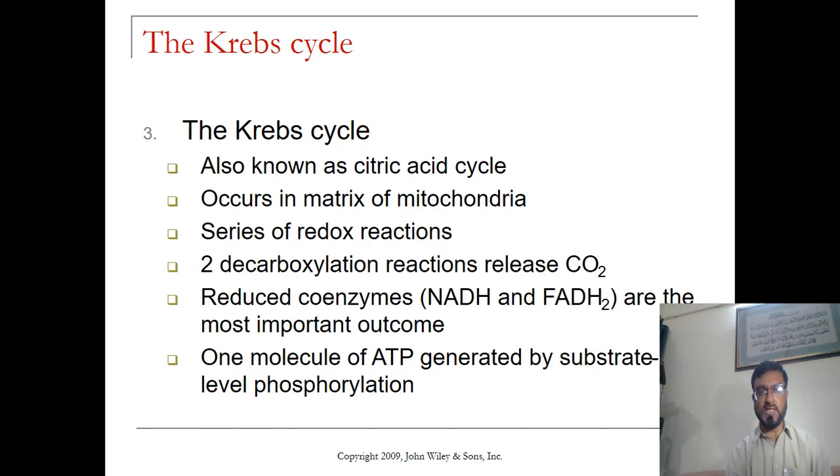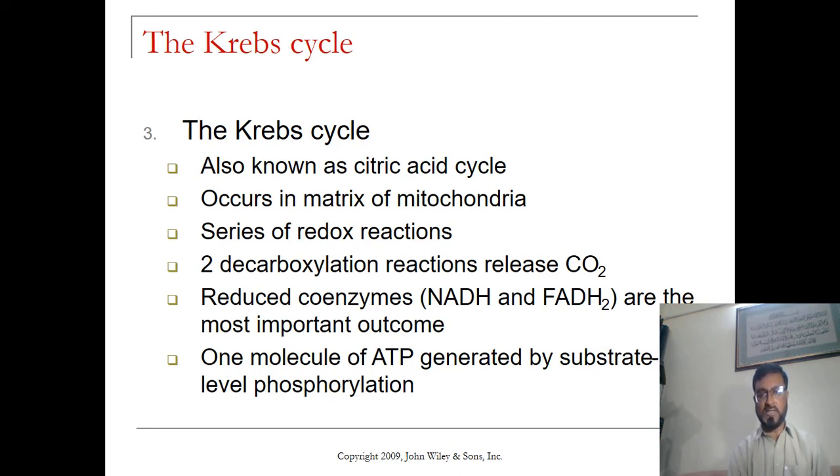As I told you earlier, this Kreb cycle that is happening in the mitochondrial region is also called the citric acid cycle. The matrix of the mitochondria is where this pathway is going on, and it contains a series of redox enzymes, oxidation reduction type of enzymes. And what is the summary of that? That is releasing two molecules of carbon dioxide as a result of decarboxylation for one glucose molecule.